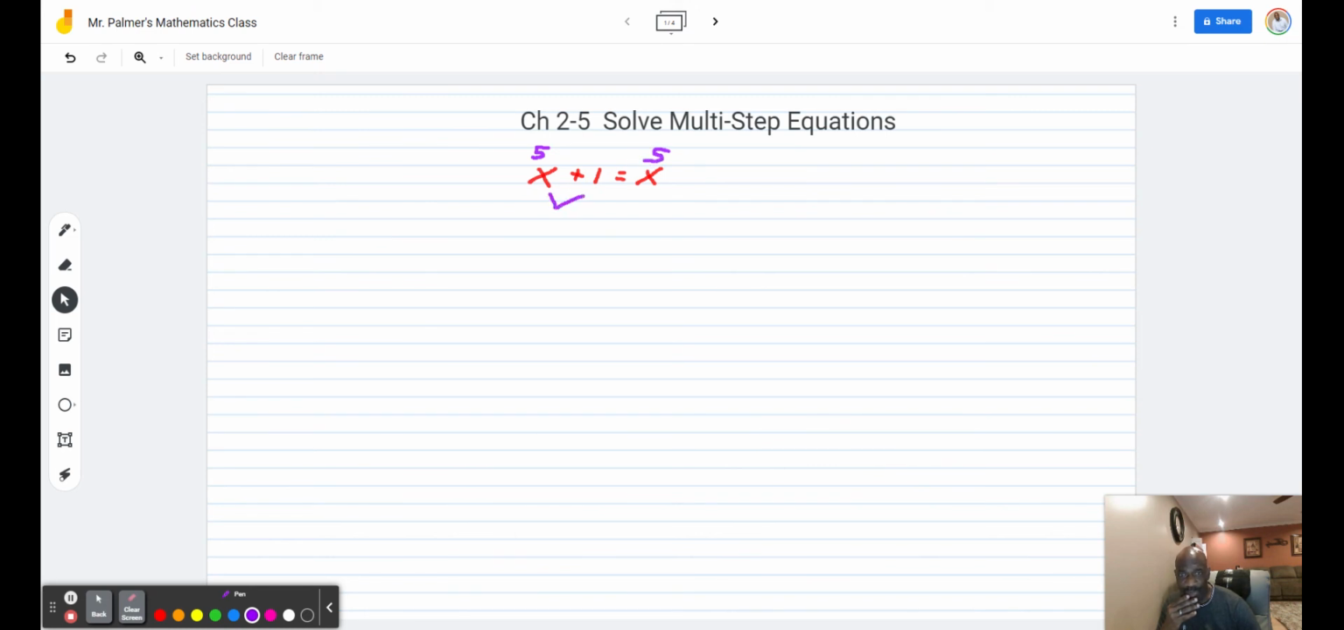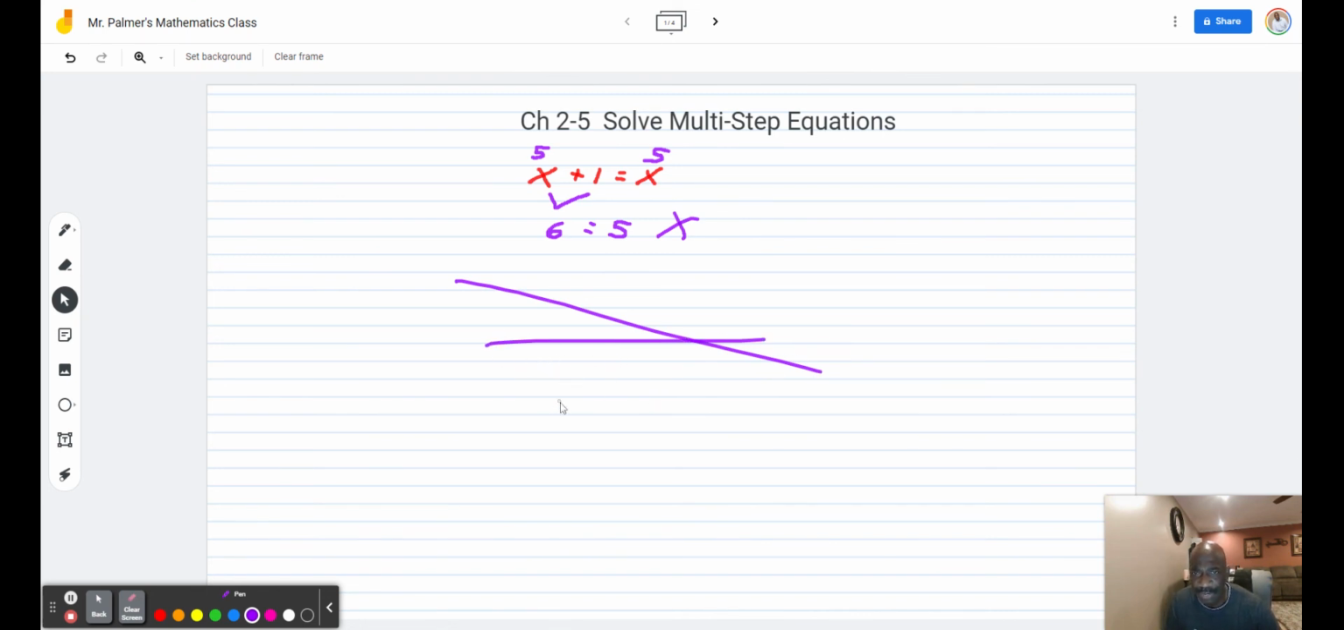When I work this out, what do I get over here? 5 plus 1, that's 6. What's on the other side? Just 5. Does 6 equal 5? No. Let's try it again. Maybe we got to use a different number. All right? That ain't going to work.